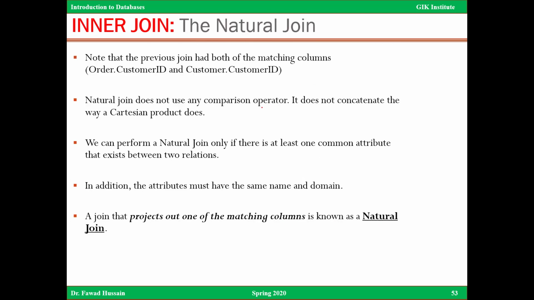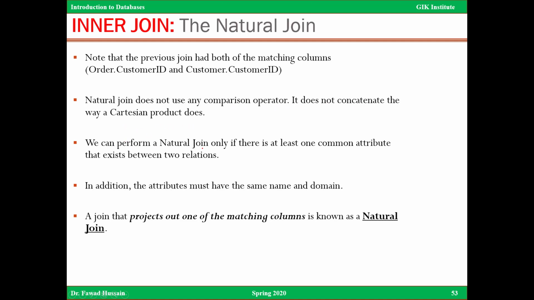Next is the natural join. Note that in the previous two joins we had matching columns in both cases. However, the natural join does not use any comparison operator. It does not concatenate the way a Cartesian product does.